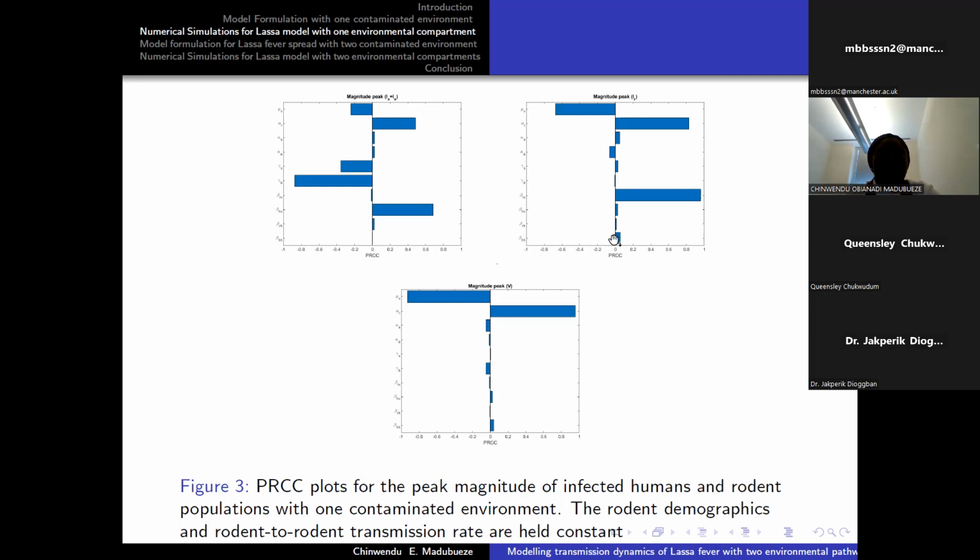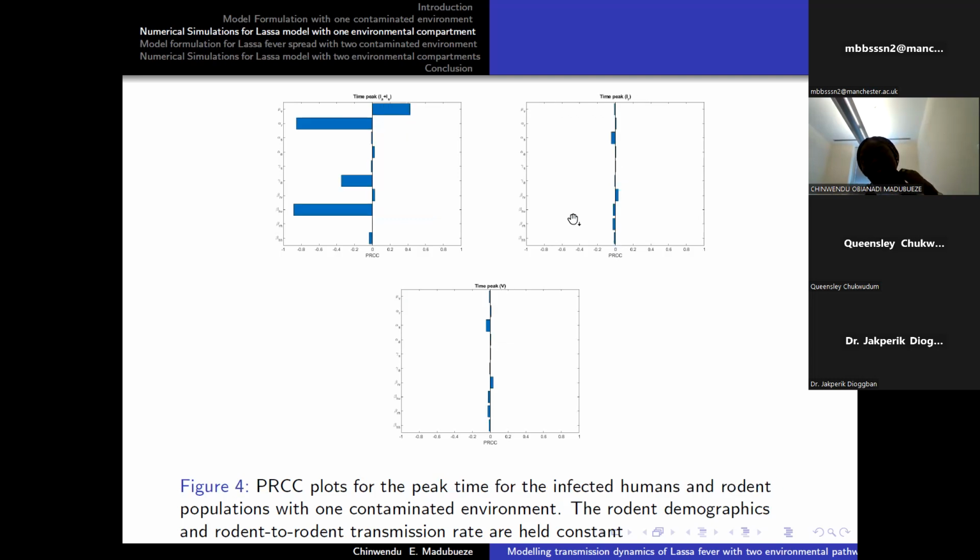What plays out in that? I think this may be a mix-up in the VRR. So the same thing goes with the time. When it comes to the peak time, none of the parameters is significant for the rat and the virus. We notice that it's only in the human population that parameters are very significant.